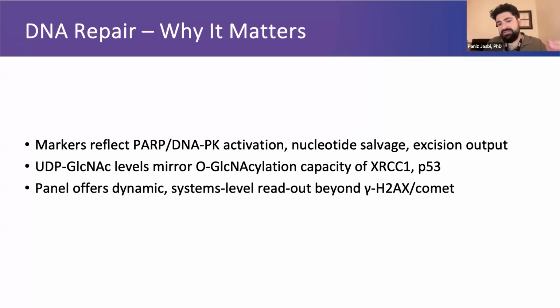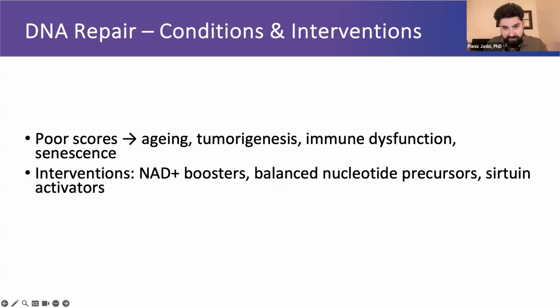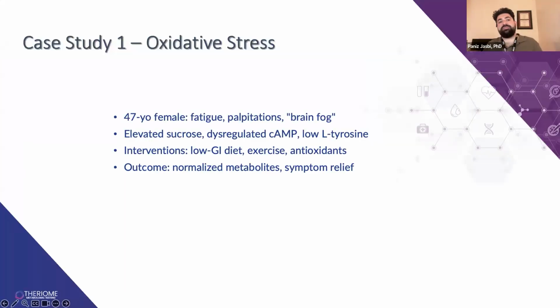ligation pattern. Now, the systems panel captures failure modes that a single gamma H2AX snapshot really cannot capture. Low repair scores point to accelerated aging, as well as tumorigenesis, immune glitches, and even premature senescence. So we can intervene by boosting NAD plus precursors, balancing nucleotide intake, and leveraging sirtuin activators like resveratrol to extend enzyme longevity. Let's get into our first vignette.